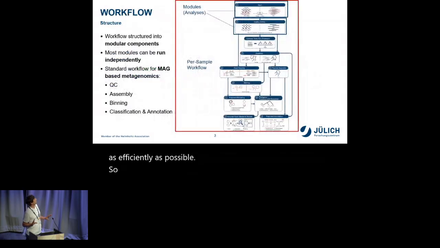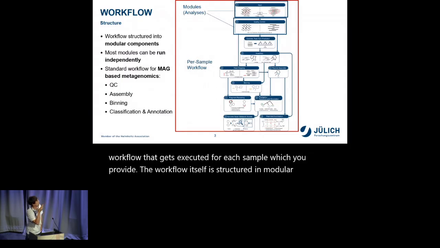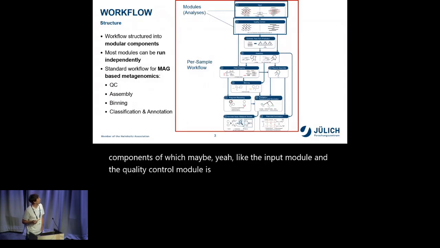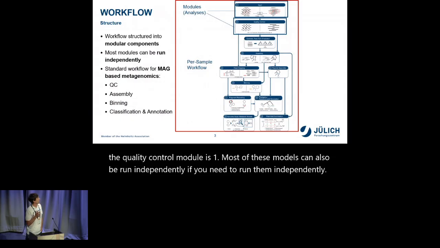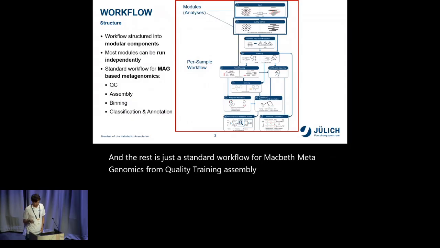So yeah, let's start with the basic workflow. This is a workflow that gets executed for each sample which you provide. The workflow itself is structured in modular components, of which maybe the input module and the quality control module is one. Most of these modules can also be run independently if you need to. And the rest is just a standard workflow for MAG-based metagenomics, from quality trimming, assembly, binning, classification, and annotation using best practice tools, I would say.